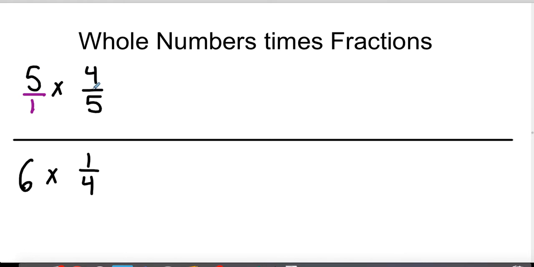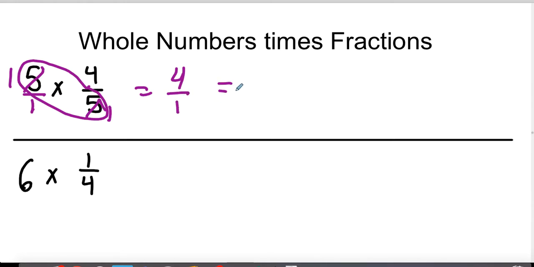So I'm actually going to cross cancel, even though it's really not going to save me a ton of time here. But I know 5 and 5 share a common factor of 1. And so now I just have 4 times 1, which is 4. I have 1 times 1, which is 1. So I can see that my product of 5 and 4/5 is just going to be regular old 4.